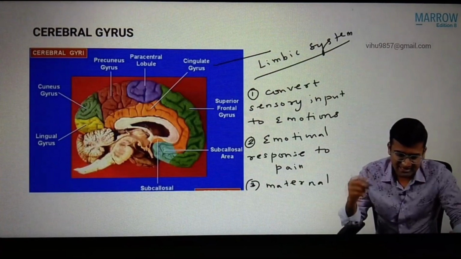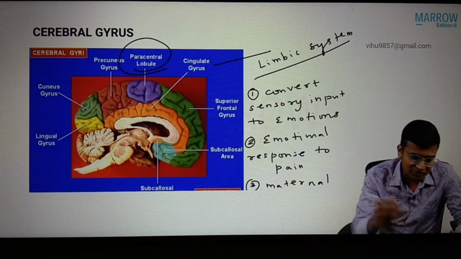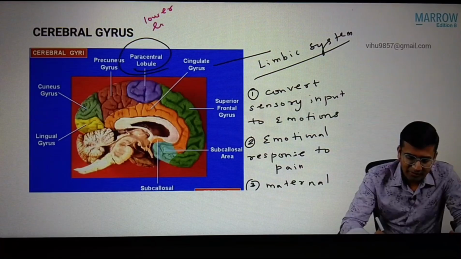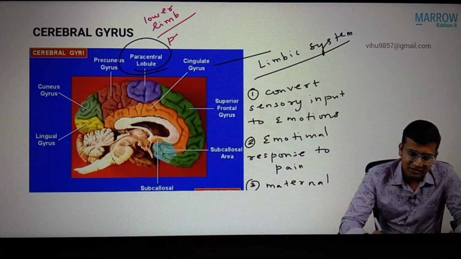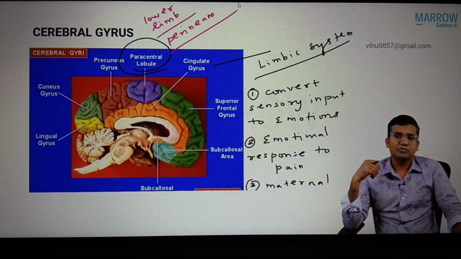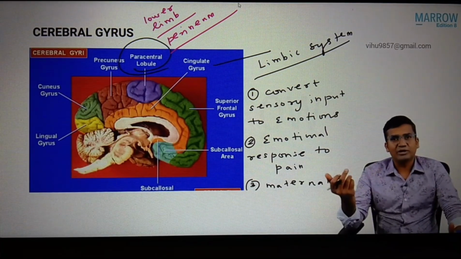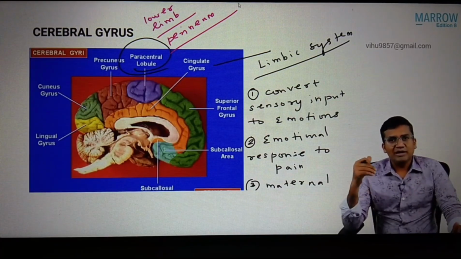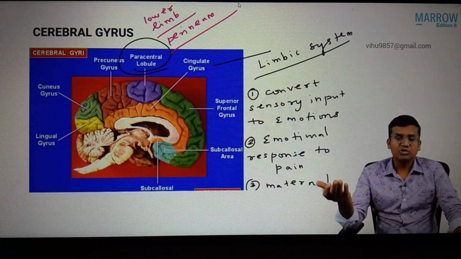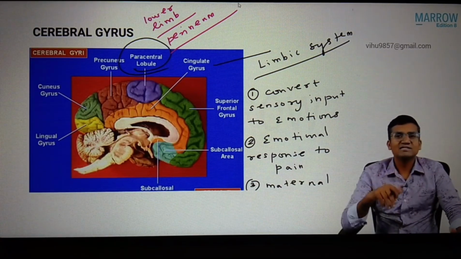Okay. Next, just above the cingulate gyrus, we are seeing the paracentral lobule. In the paracentral lobule, only the lower limb and perineum are represented. See, perineum contains the urogenital opening and the anal opening. So the urogenital opening and the anal opening are controlled by the paracentral lobule.